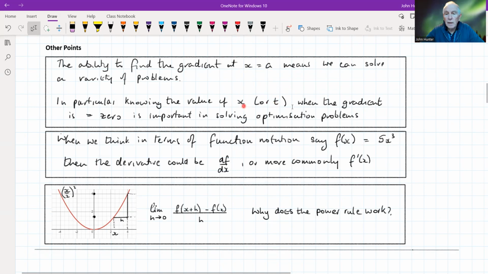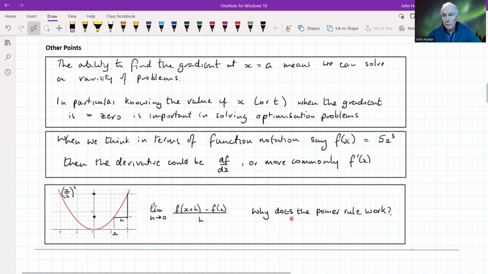But knowing the value of x when the gradient is 0 is often important in solving optimization problems and all sorts of problems, basically. Now, when we think of terms in function notation, we would write f of x equals 5x cubed, for instance. Then the derivative could be df dx, and we're just using f instead of y. But more commonly, with this kind of notation, we would refer to the derivative as f prime x. So it's another bit of notation to bear in mind.